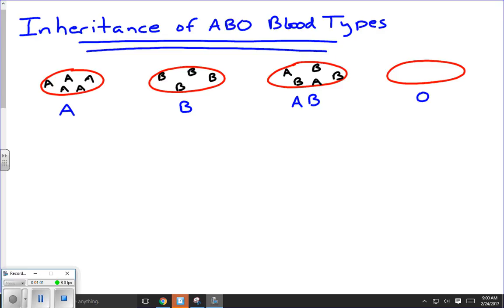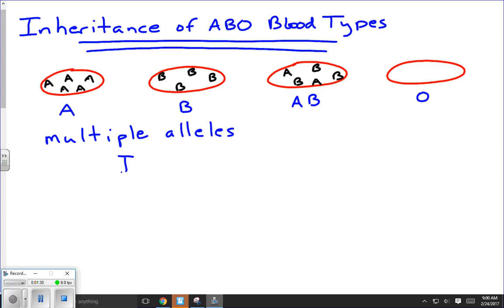But let's take a look at how it's inherited. This is a fairly complicated mechanism of inheritance because it deals with a concept called multiple alleles. Multiple alleles refers to traits that are inherited due to more than 2 different versions of a gene. When it comes to human blood types, there are 3 different versions.